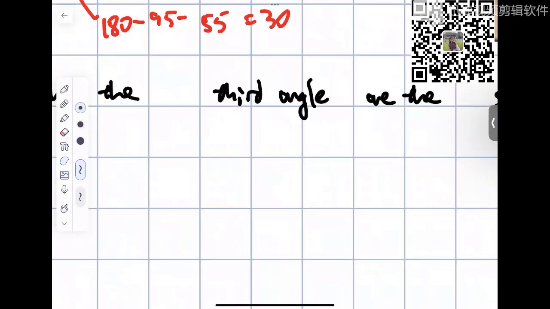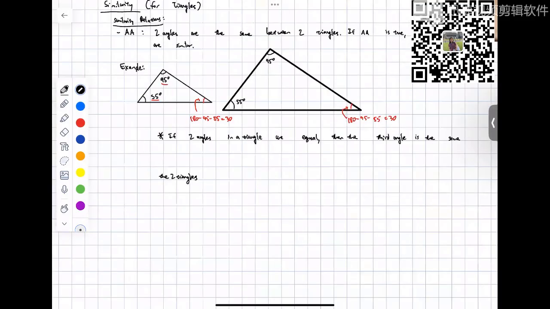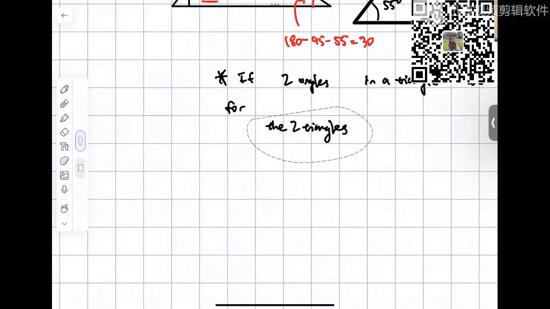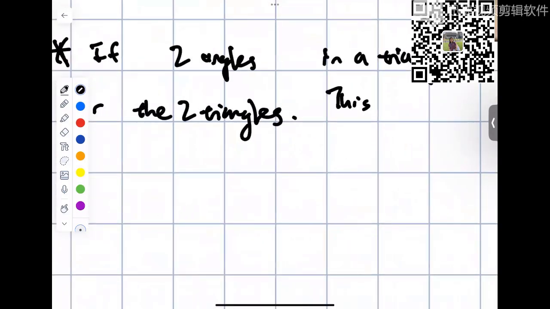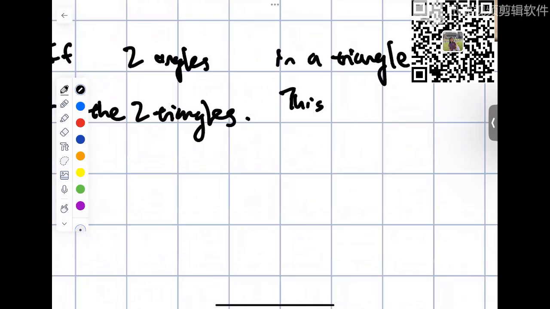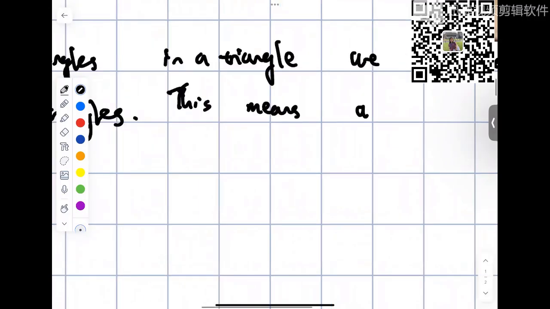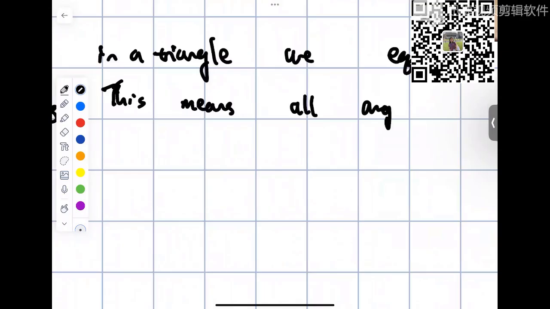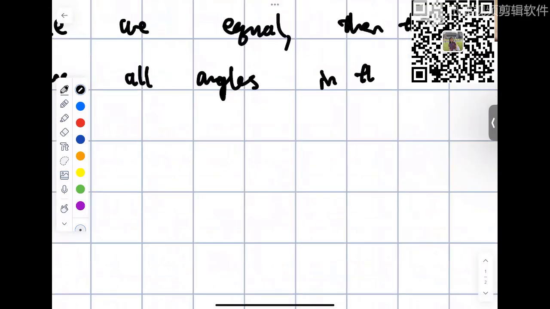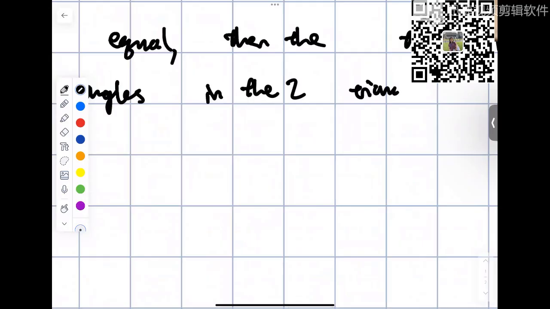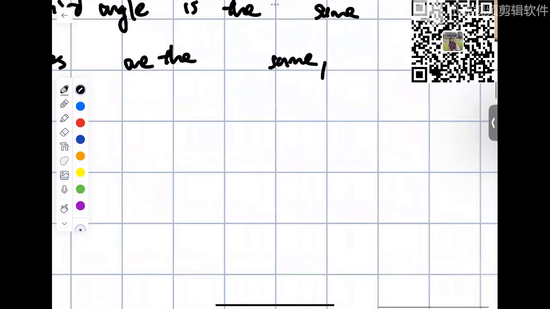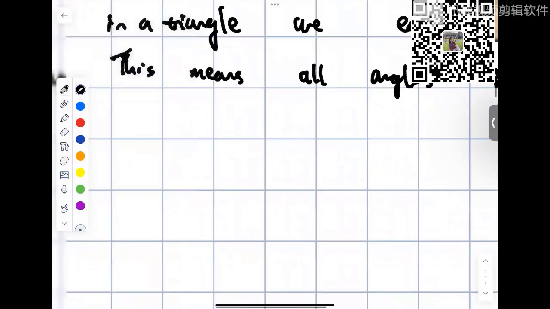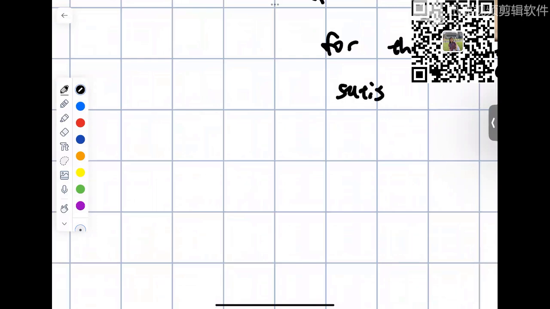The third angle is the same for the two triangles. This means all angles in the two triangles are the same, which satisfies the definition of similarity. And I'll zoom out and let you guys copy.